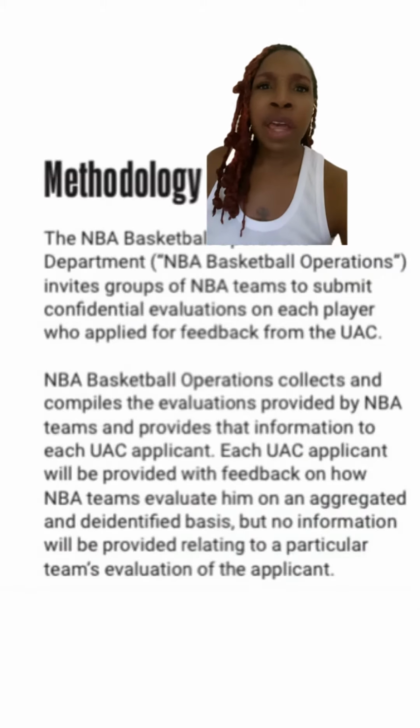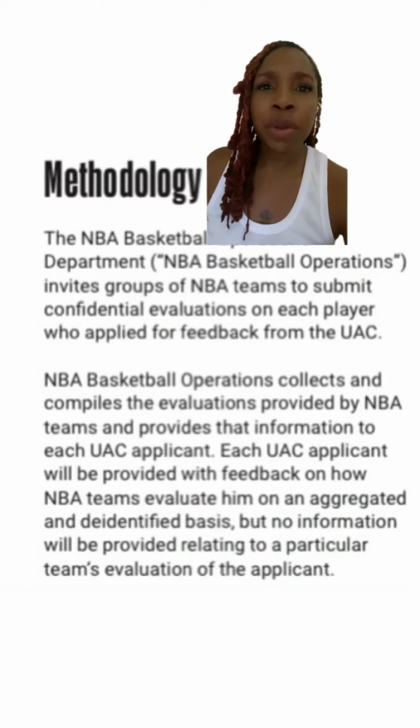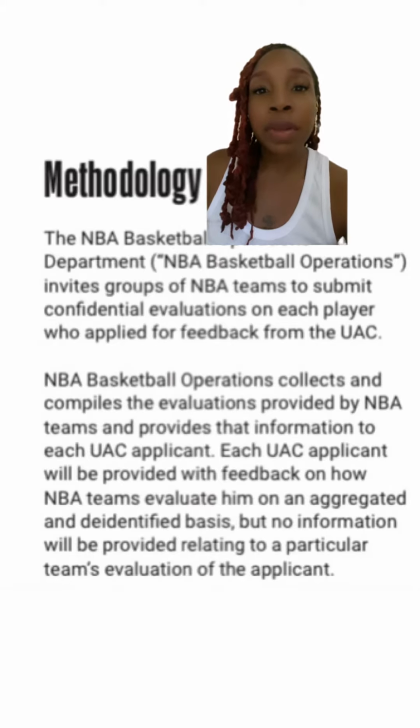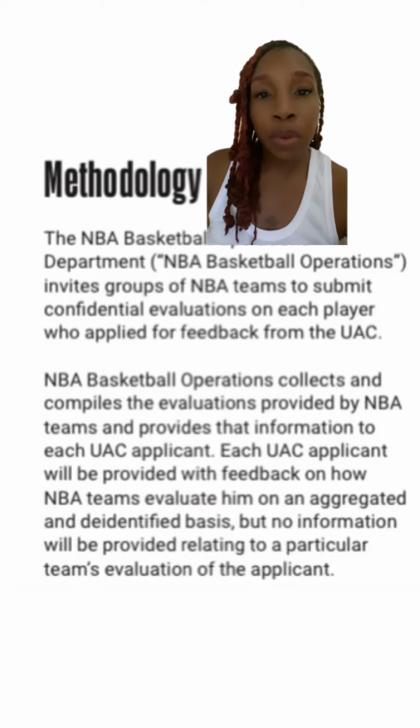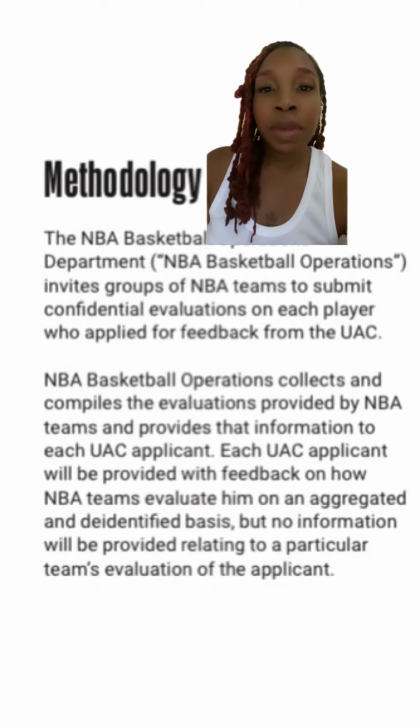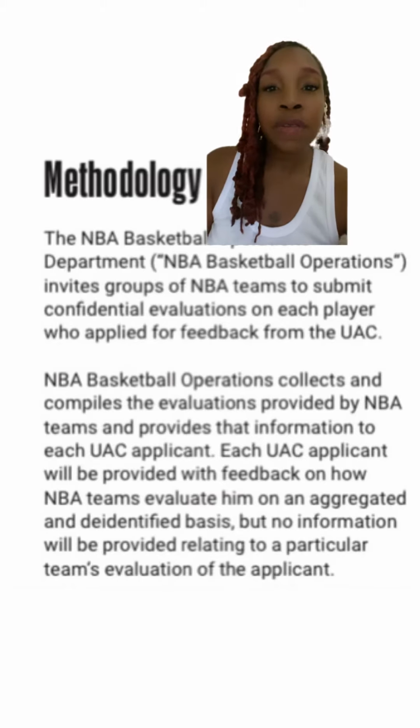So you're wondering, like, who comes up with these evaluations? Where do they get this information from? Well, the NBA basketball operations, they ask a group of NBA teams to submit anonymous evaluations about specific players. And they give those evaluations to the UAC board. And then when a player requests the evaluation, based on the information that they've received from these teams and their professional opinions, they'll give you an idea, they'll give you an evaluation.